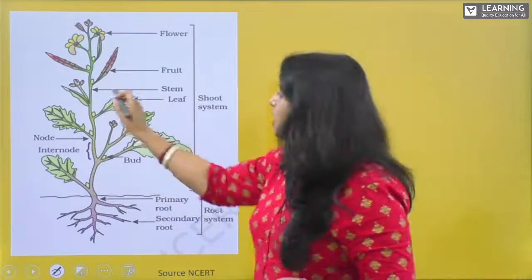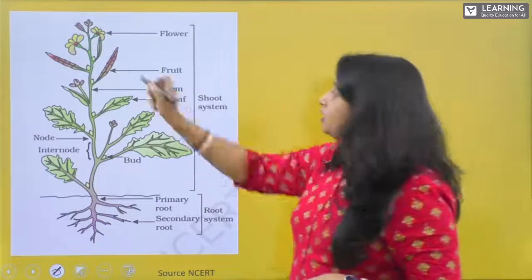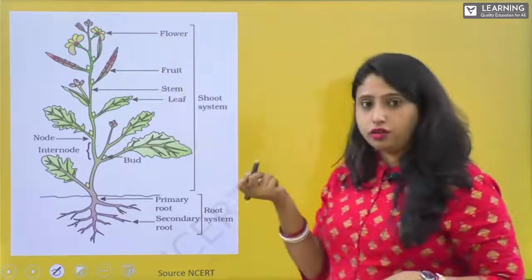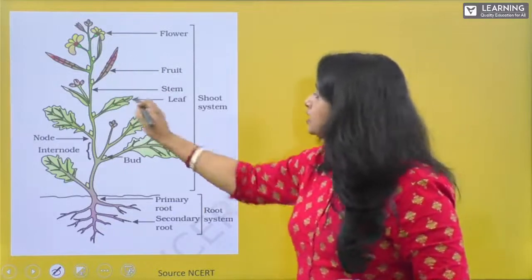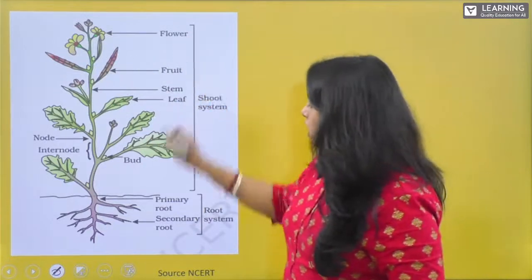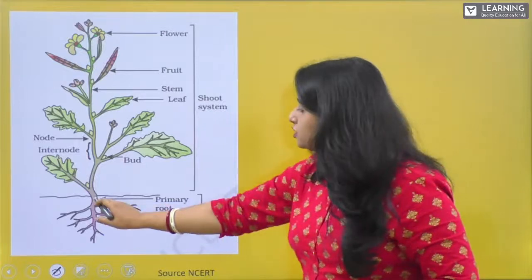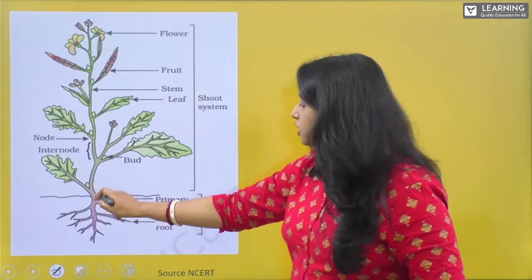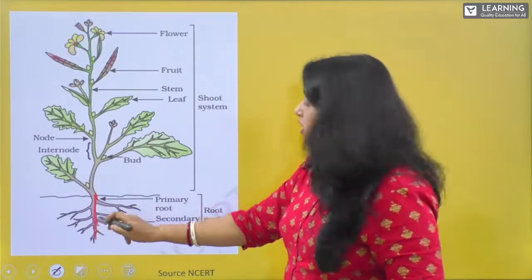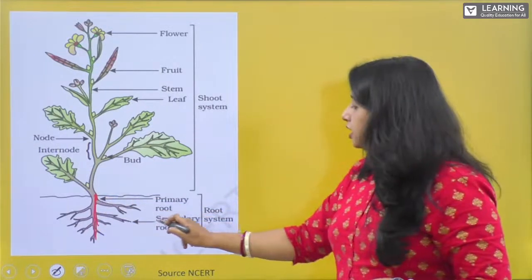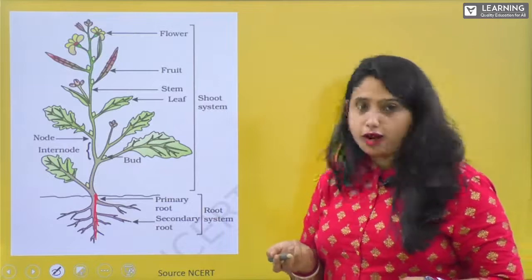So you can see this is the stem. Then this is the flower, you know, the various parts. This one is the fruit, okay. Then this is the leaf, and these are the roots. So you can see these roots, this main root is the primary root. From the primary root, the various secondary and tertiary roots are coming out.